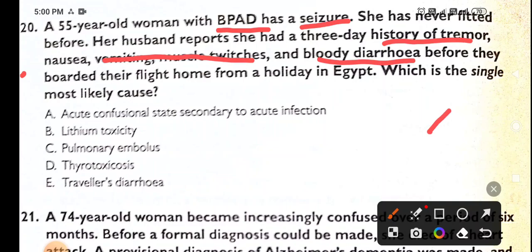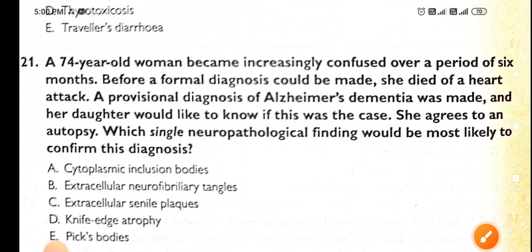So guys, the patient has bipolar disorder and she developed seizure, and 3 days before she had nausea, vomiting, diarrhea and muscle twitches. So this case looks like a patient on lithium. So this is lithium toxicity. This happened due to lithium toxicity.